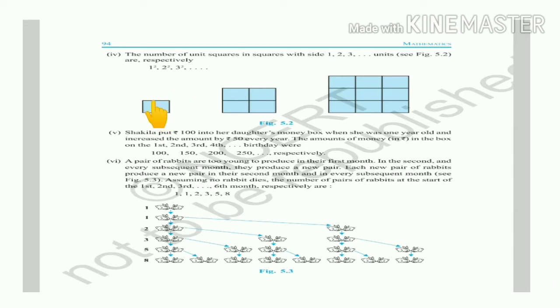So what will be the area of this square? A square, that is 1 square. Area of this square? 2 square. Area of this square? 3 square, and so on. So if I take a 4 by 4, it will be 4 square, and so on.